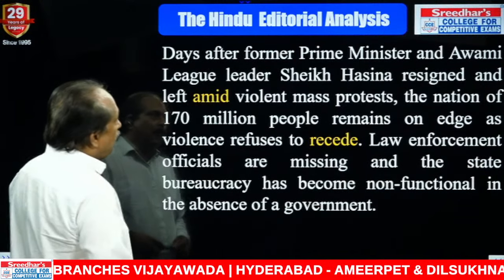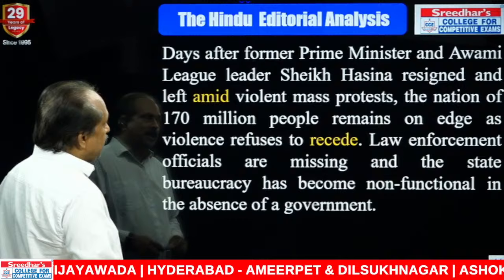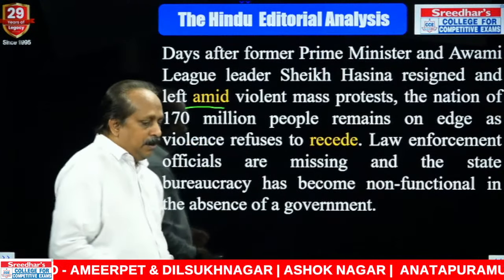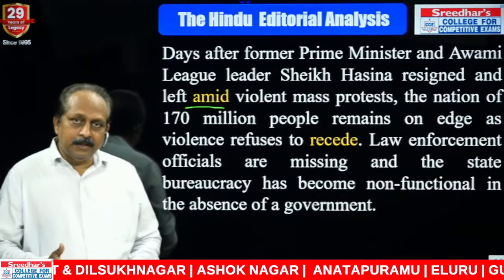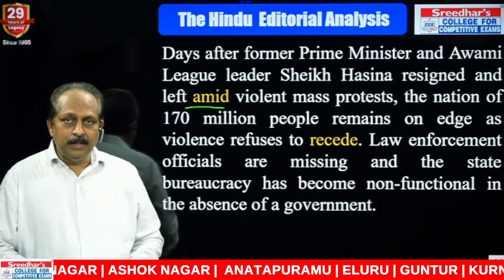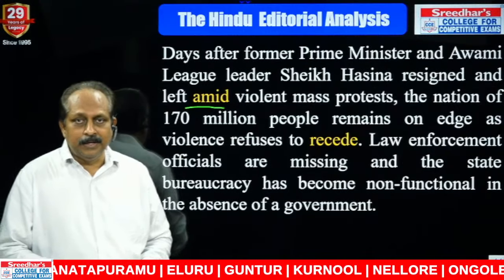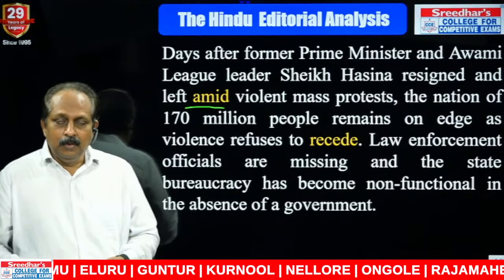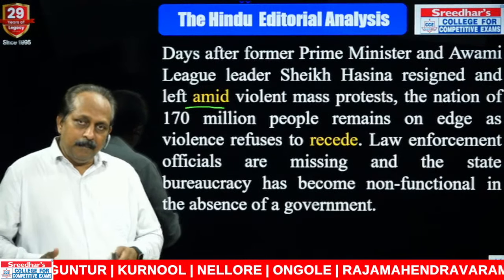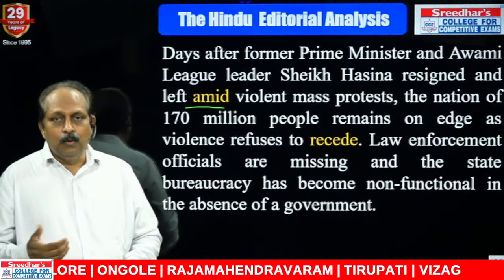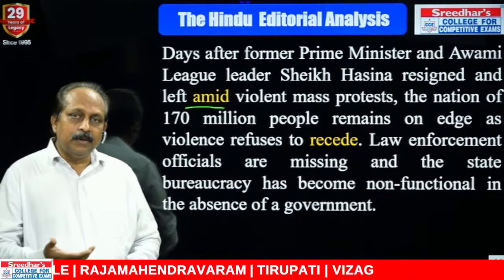Days after former Prime Minister and Awami League leader Sheikh Hasina resigned and left amid... Amid means in the middle of. Both mean the same. These sentences provide the background information: why he has to come, why he has to be at the helm, and before he landed from Paris, who was in power, and why that person had to leave.